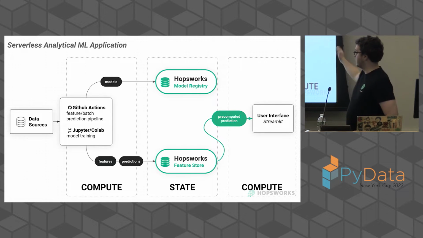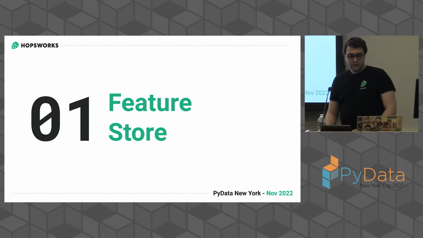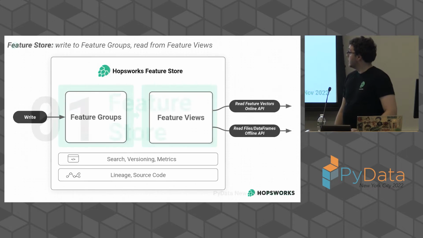And again, if you look at this same architecture before: compute layer, state layer, and again the final compute layer for the inference. Okay, so the part that we want to focus most on is actually the state management. So we're going to look at the feature store aspect. The Hopsworks feature store has two main APIs to interact with: an API to write into the feature store, and an API to read from the feature store.